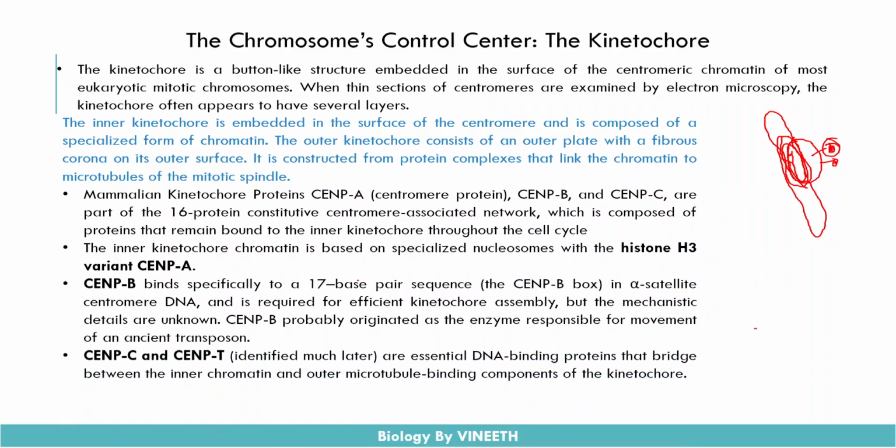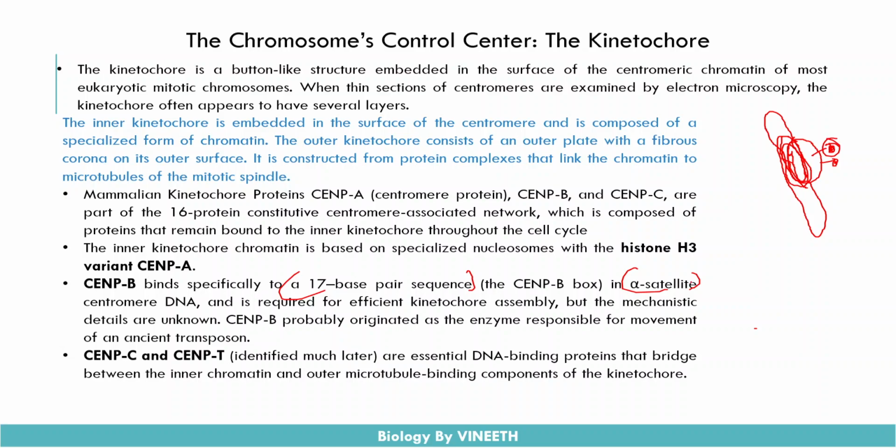And then we have CENP-B, which binds specifically to a 17 base pair sequence in alpha satellite regions. Alpha satellites are also present only in the centromere regions. So CENP-B specifically binds to the 17 base pair sequence in alpha satellites of the centromere DNA, and it is required for efficient kinetochore assembly.